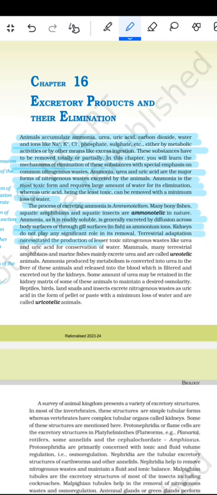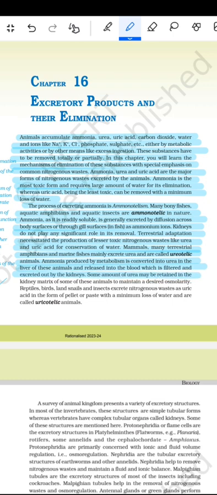Terrestrial adaptation necessitated the production of the lesser toxic nitrogenous waste like the urea and the uric acid for the conservation of the water. Mammals, many terrestrial amphibians and the marine fishes mainly excrete urea and are called the ureotelic animals. Ammonia produced by the metabolism is converted into urea in the liver of the animals and released into the blood, which is filtered and excreted out by the kidney.